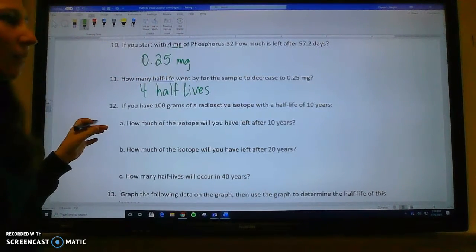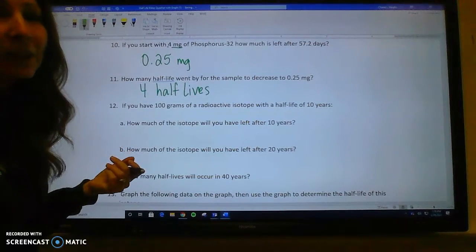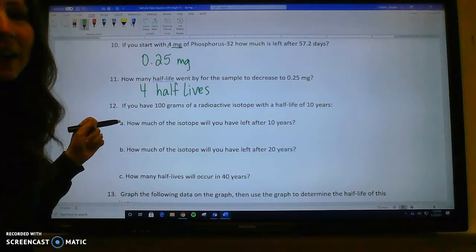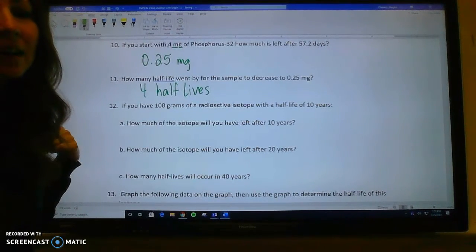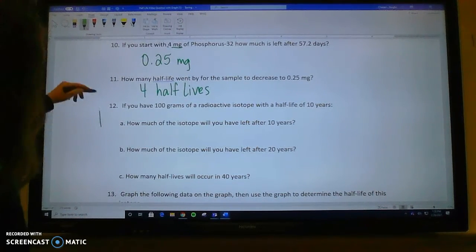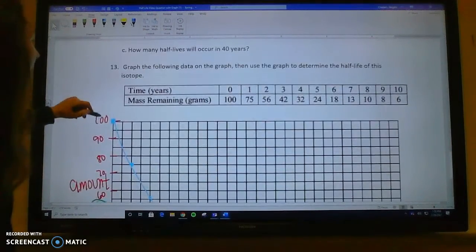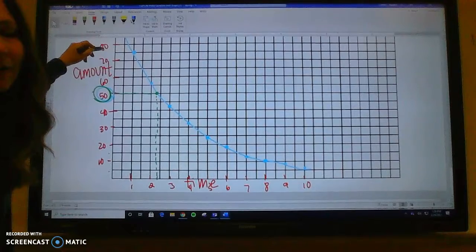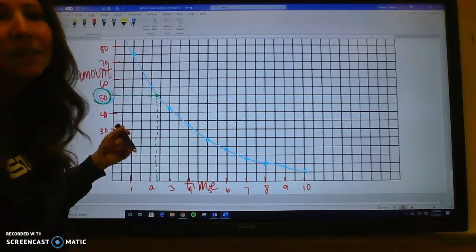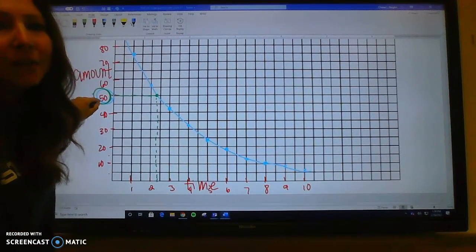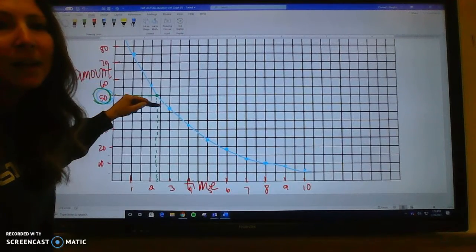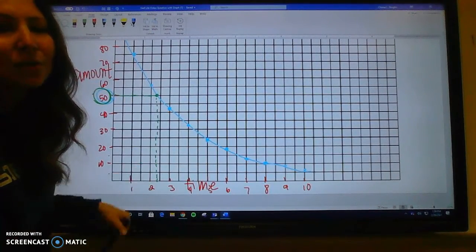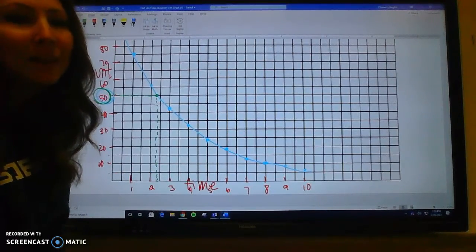Now, number 12 is actually asking us a different question that requires that we do a little data table. And we're going to do a data table for a different video. So I'm going to leave that alone. And I am going to just let you know that for this next graph, we actually have to graph the whole thing. Then we have to decide the half-life by figuring out half of our original sample and finding out what the time is that corresponds to that. And it's just under 2.5 years, okay? And that's it.